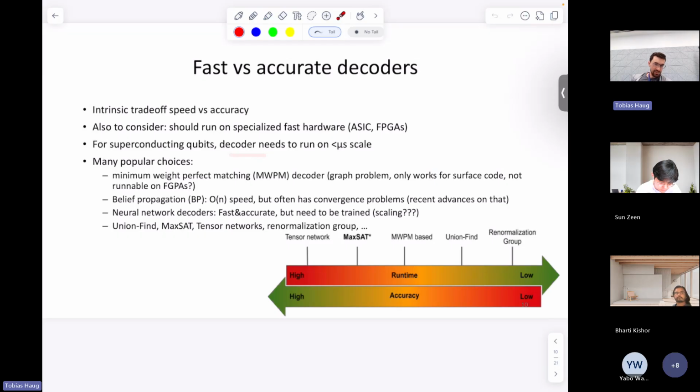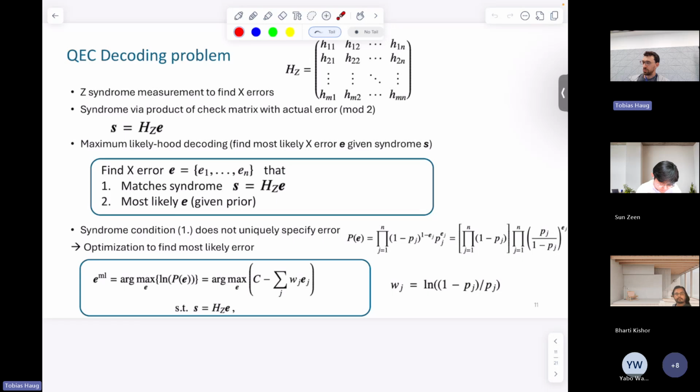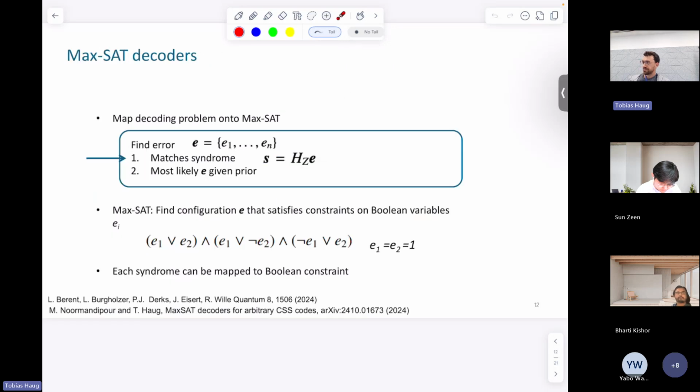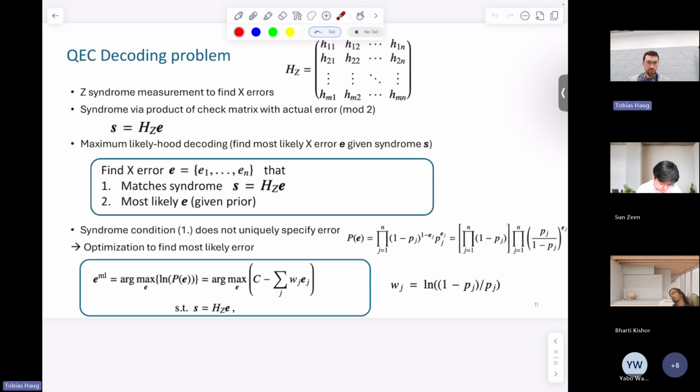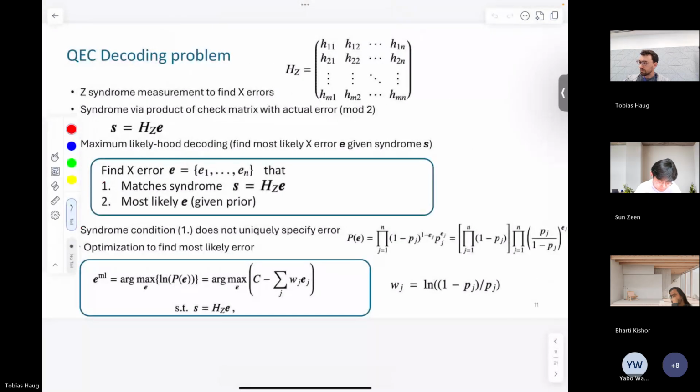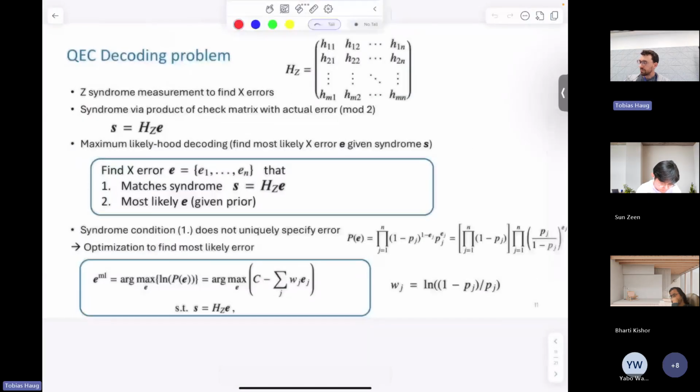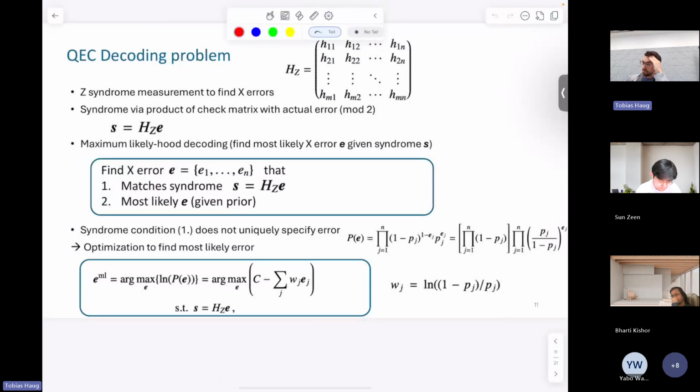For the next steps, I will talk about a bunch of different types of decoders that people have proposed over time. There are way too many, so I will not be able to cover all of them, but I will talk about the most important ones. First, a short recap: I will mention the full decoding problem as originally proposed.